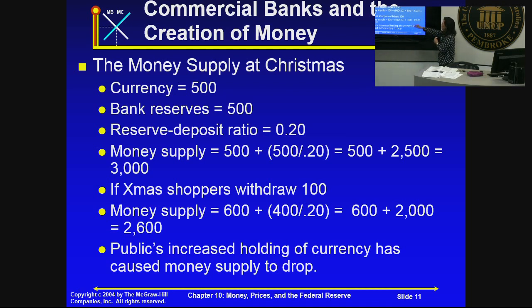Okay, the money supply at Christmas time. So we say the currency is, say, 500, that's given, and the bank reserve is 500. The reserve-deposit ratio is 20% or 0.2. So we were so kind, we gave that to you as 0.2 instead of 20%. Money supply consists of, you see the equation down there at the bottom, 500. How do we get that? We got that from currency held by the public.